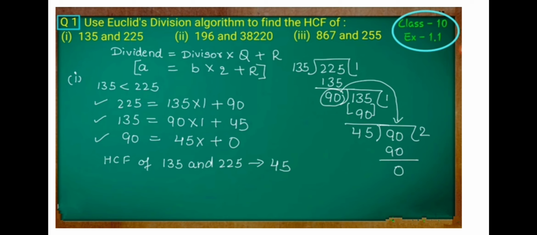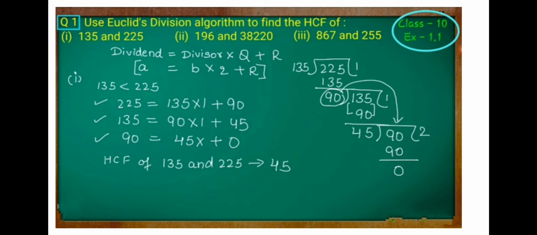Today we will start revision from chapter 1, Real Numbers. This is exercise 1.1, question number 1. Use Euclid's division algorithm to find the HCF of the first question, 135 and 225.